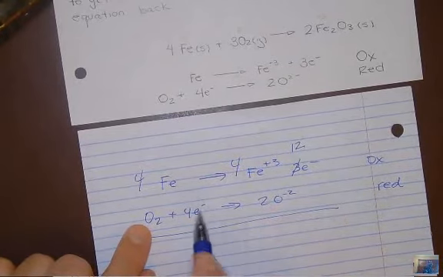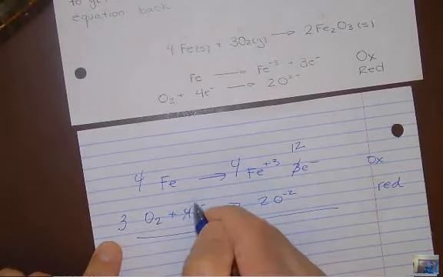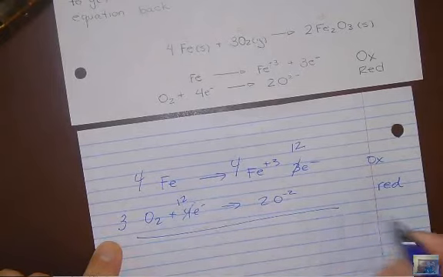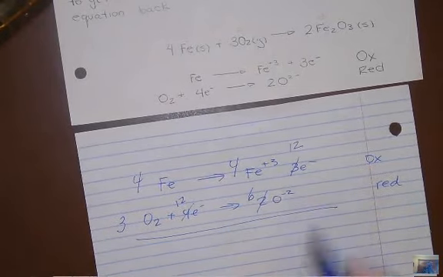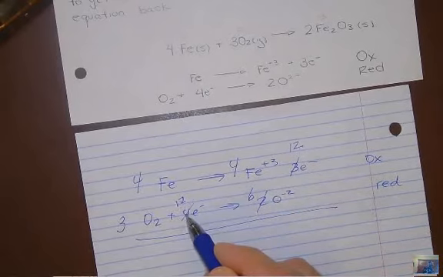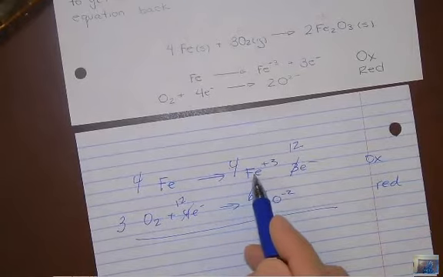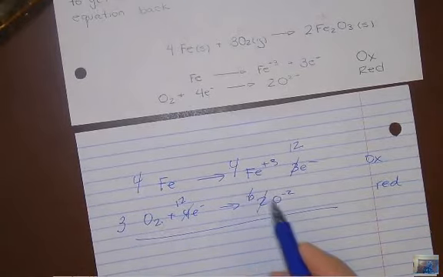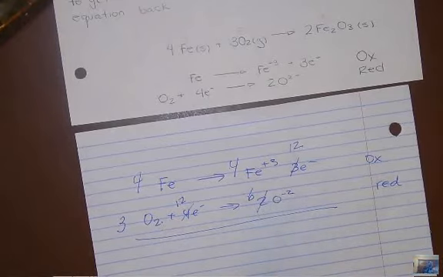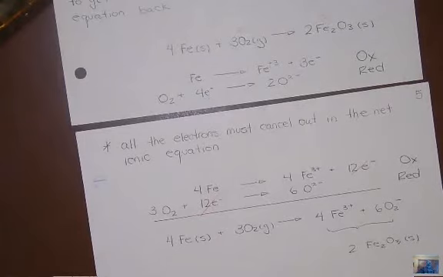Okay, this one down here, how do I get it to 12? Multiply everybody through by 3 of these. 4 times 3 is 12 of these. 2 times 3 of these is 6 of these. So the 12 electrons have to cancel out. And then I have 4 irons that go to 4 iron plus 3s. 3 O2s that go to 6 O minus 2s, right? So that's what this looks like at the end. All the electrons must cancel out in the net ionic equation.